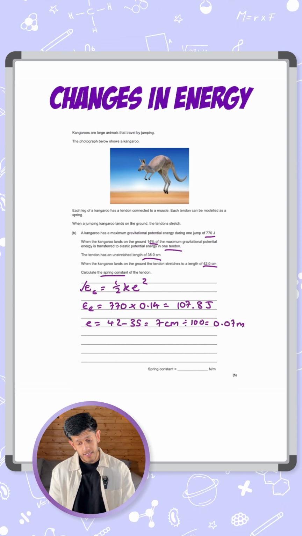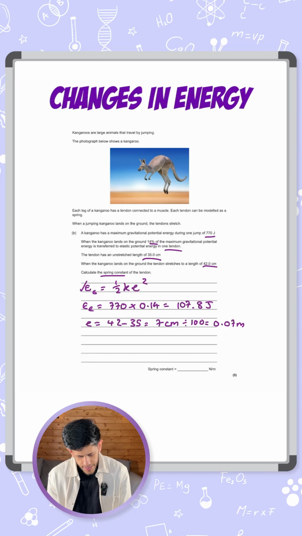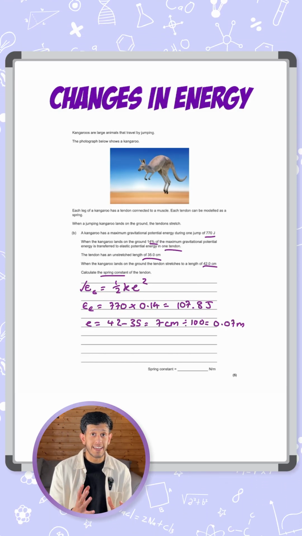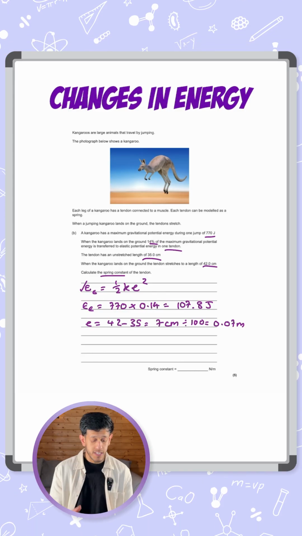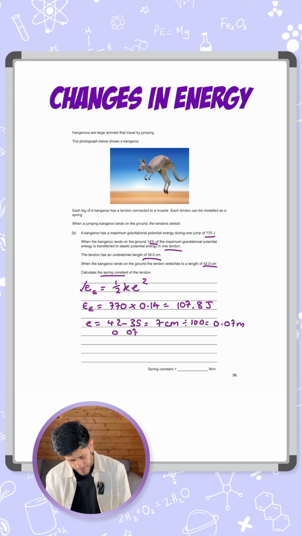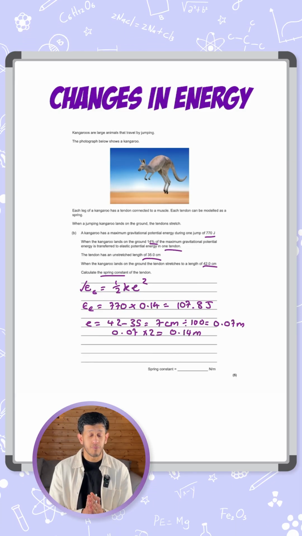One thing I've underlined here that's super important is that they've said this is for one tendon. Okay, so I've underlined that there. But remember, there are 2 legs, so there's 2 tendons. So we're going to need to multiply this value by 2. So the extension that we're going to use is 0.07 multiplied by 2, so that's 0.14 meters. That's the extension we're going to be using.